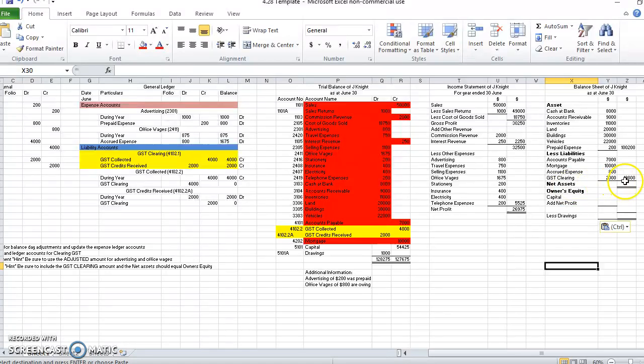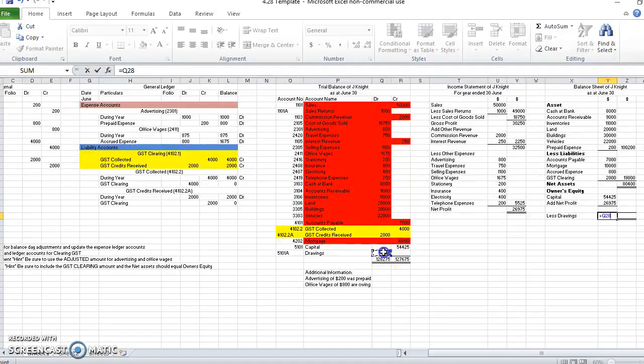So lastly, we've got our net assets, which is just our assets minus our liabilities, and our owner's equity portion, which is our capital from the trial balance, the net profit from our income statement, and the drawings from our trial balance. So capital, add the net profit, less the drawings, gives us the owner's equity, which should equal the net assets.